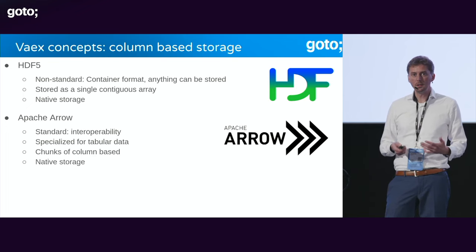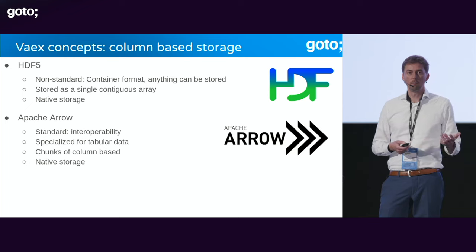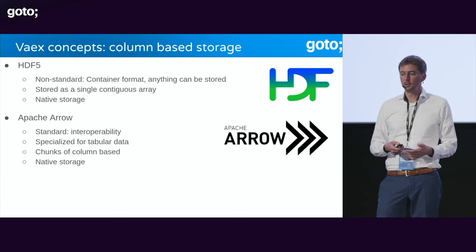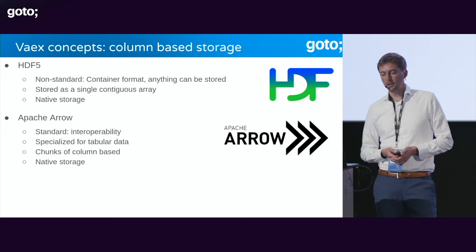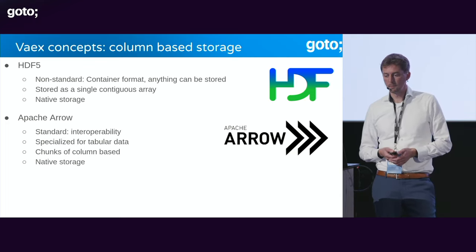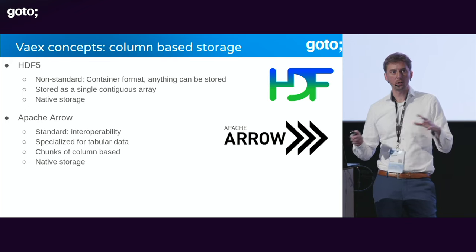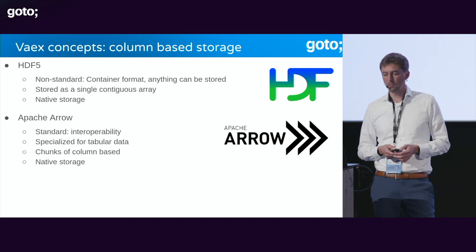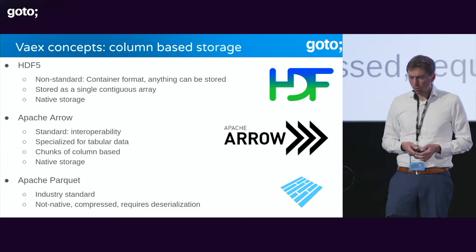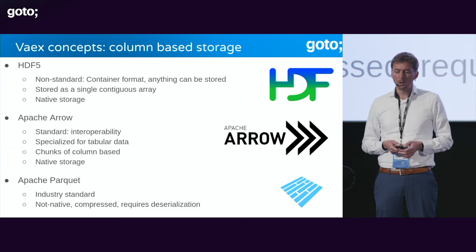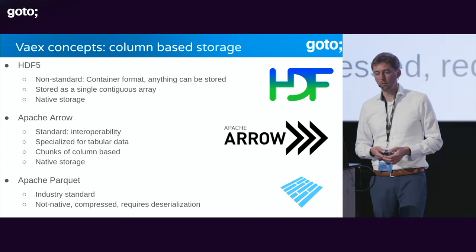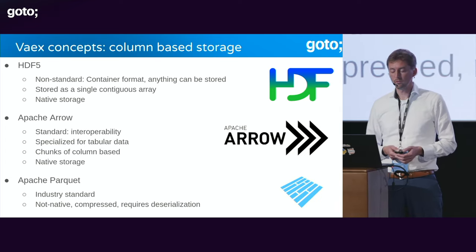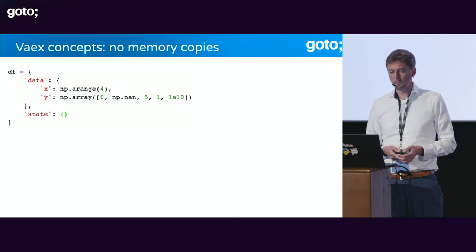If I give you an Arrow file, you can read it with R, Java, or any other language, and you know how to access the data. All of these formats use native storage, so it is on disk as it is in memory, which is ideal in combination with memory mapping. We also support Parquet via Arrow. It's an industry standard, but it's not native. It's compressed, so we need some deserialization. So it's a bit slower compared to these other formats, at least when it fits into your operating system cache.